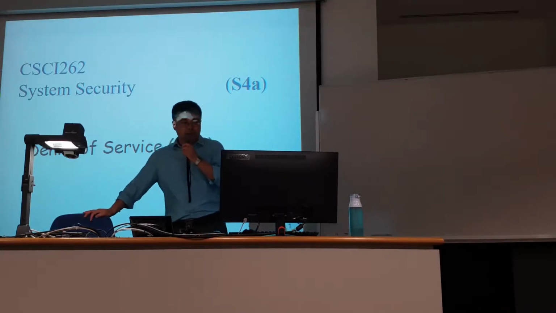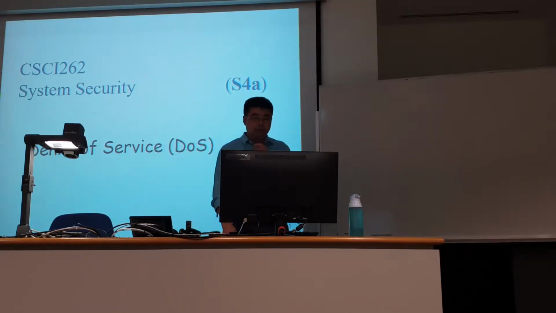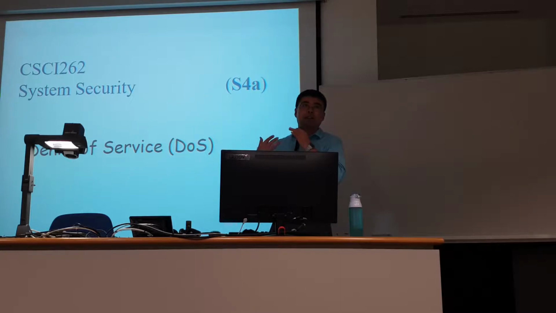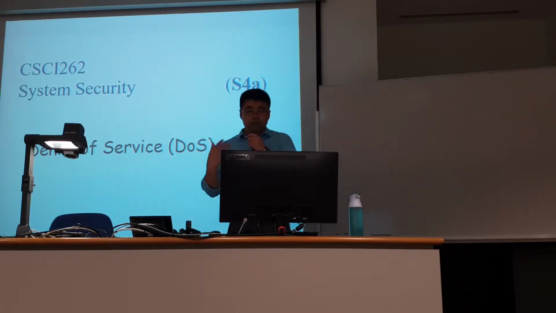So denial of service is basically an attack against availability, right? Availability can be associated with different resources. You can have CPU, memory, network bandwidth, and so on. Traditionally, many denial of service attacks are against bandwidth.